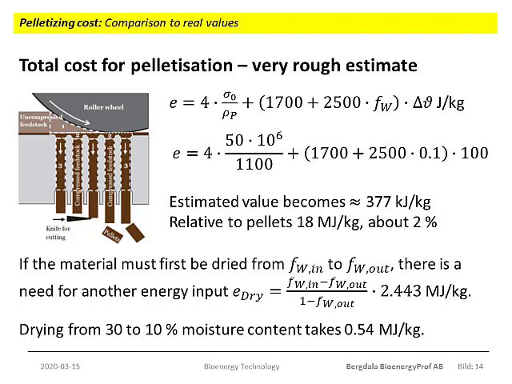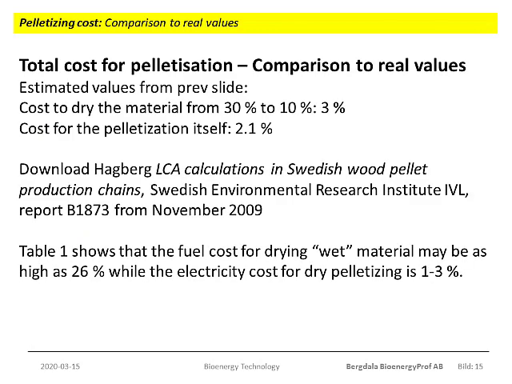Depending on handling, on storage of the raw material and a lot of other factors, there may be a need to dry the raw material prior to pelletizing. Forced drying is a very energy-consuming process because the vaporization energy for water is 2.4 megajoules per kilo. So, just as an example, drying from 30 to 10% moisture content will use almost 50% more energy than the pelletization itself. Let's now compare the values we have obtained to reality.